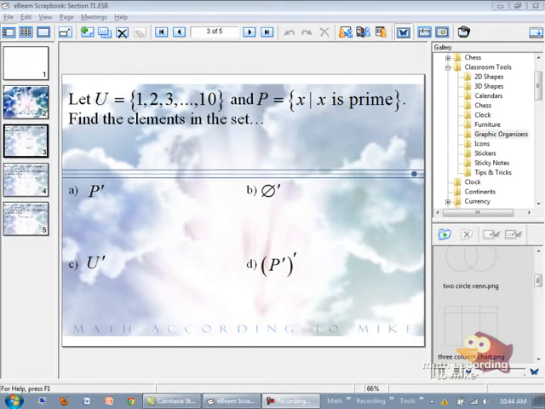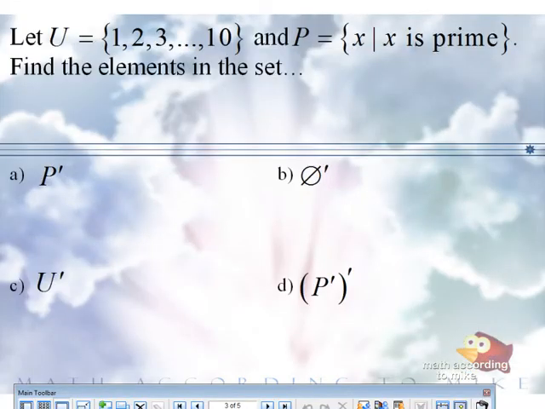All right, let U be the set of elements 1 through 10, whole numbers. And let P be prime. Find the elements, yada, yada, yada.